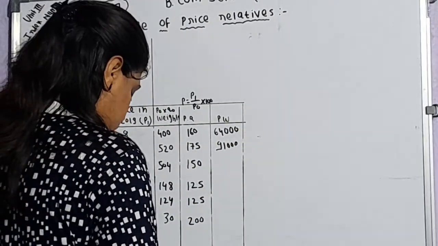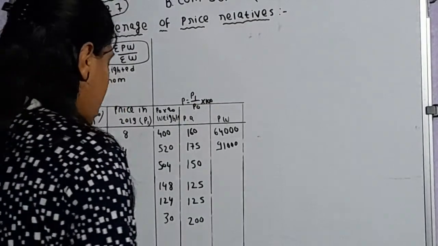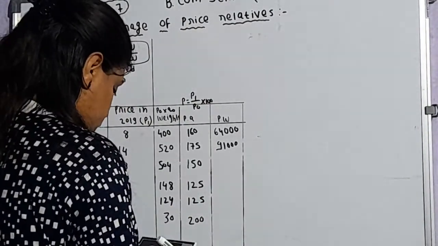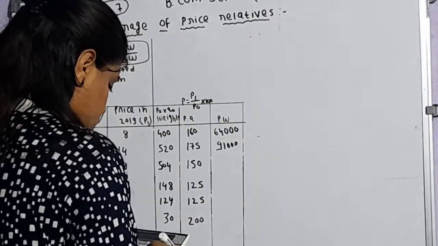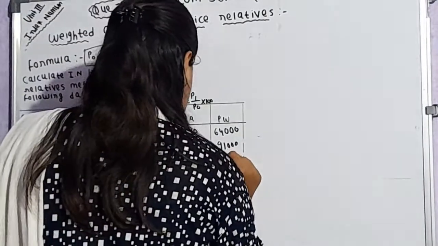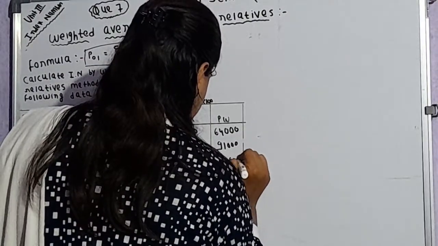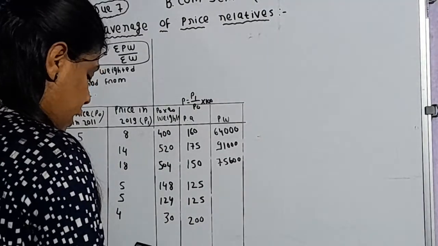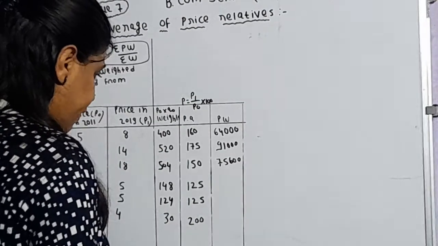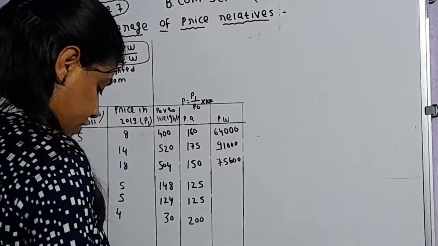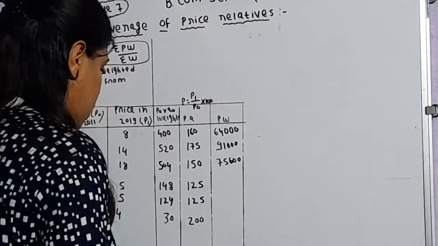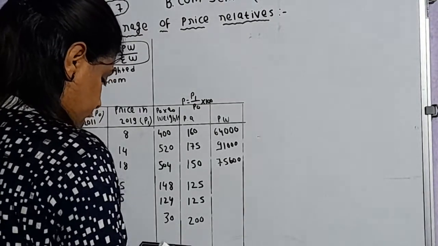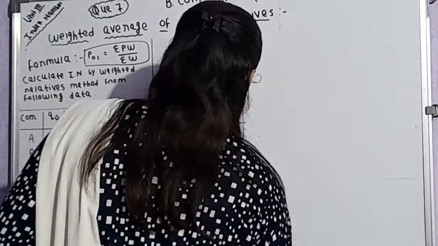520 into 175, 91,000. After that, for commodity C, it's 504 into 150. So it comes to 75,600. After that, for commodity D, 148 into 125. It comes to 18,500.